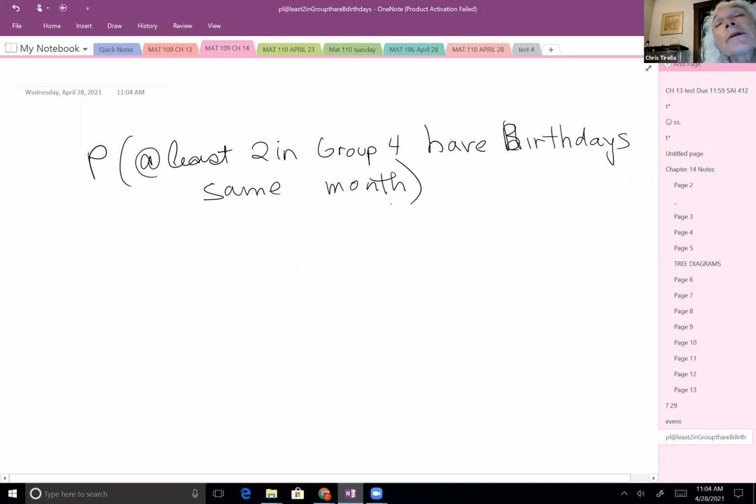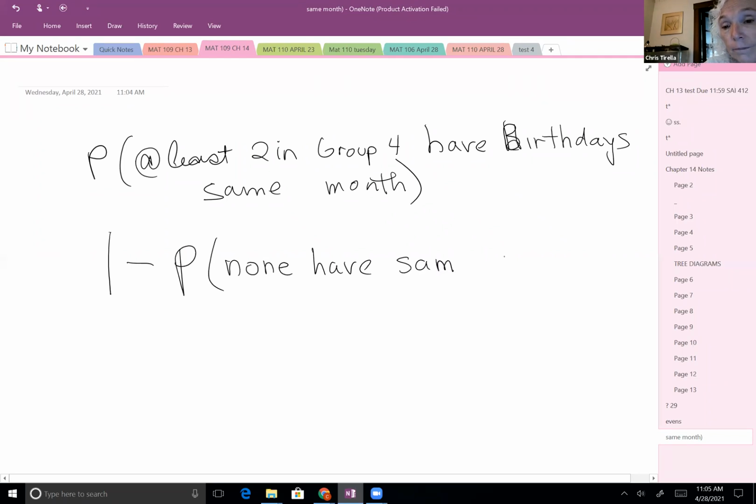So there could be 2 people with birthdays in the same month. There could be 3 people with birthdays in the same month, or there could be 4 people with birthdays in the same month. That's kind of all of the possibilities, except the complement of that would be none of them have birthdays in the same month. So we're going to say that that's 1 minus the probability that none have the same birthday month. And so that'll be 1 minus, well, for the probability of them to have a different birthday month, there's 12 months in the year.